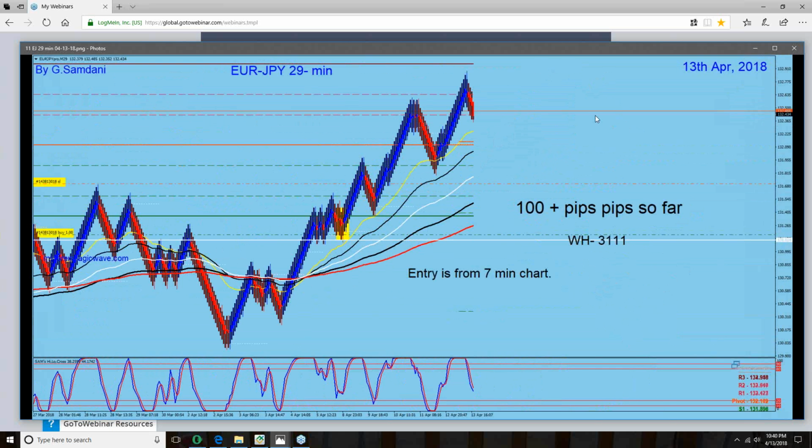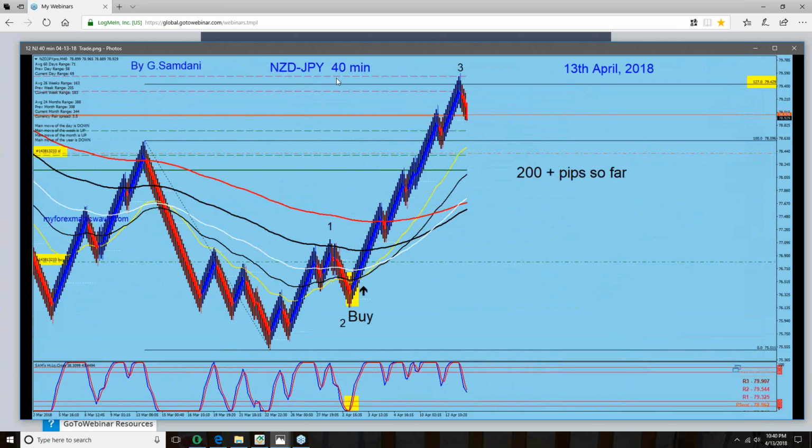This is euro yen, and based on yen weakness, there was another one which I did, New Zealand. It was also very nice after the drop, the fifth wave ending. It's like wave 1, 2, and after that was going up. And this is, by the way, a 40-minute chart. My entry was from the 7-minute chart, but it's not showing here. It is just showing this 40-minute chart. There's the setup, 40-minute and 29-minute.